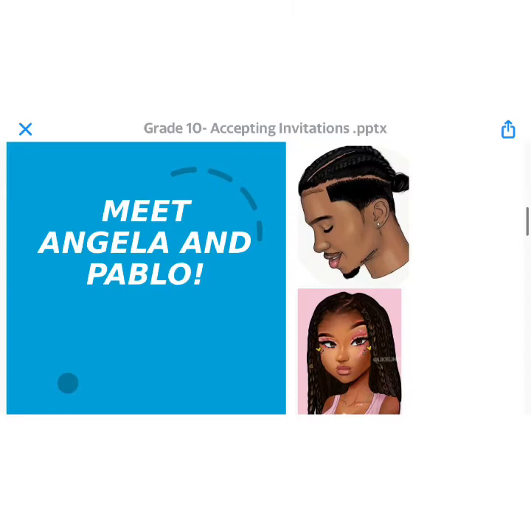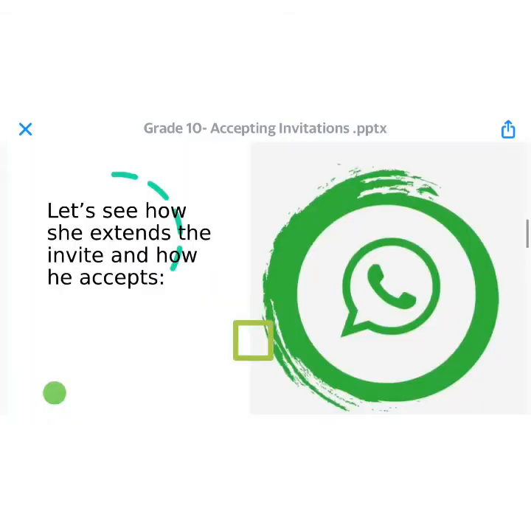Now I want for you to meet Angela and Pablo. Now Angela is going to be inviting Pablo somewhere and he's going to be accepting the invitation. So she's going to be using WhatsApp to send Pablo a message. So she's typing her message. Pablo gets the message and he's typing his response. Angela gets his response. Let me take a screenshot of the message so we can look at it together.